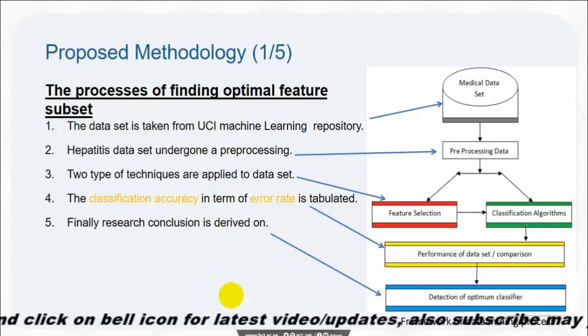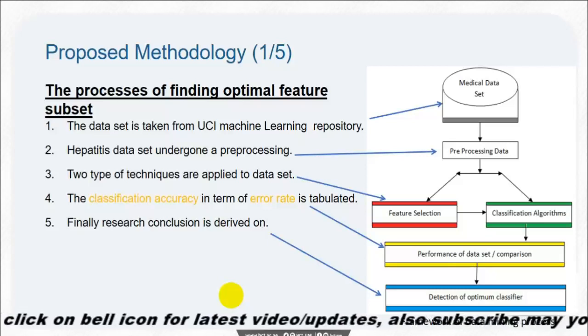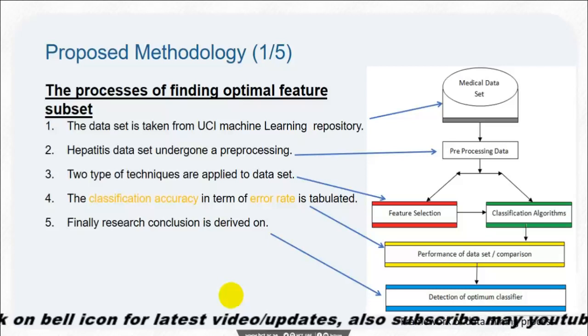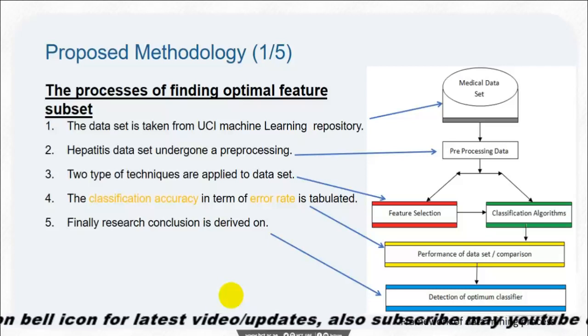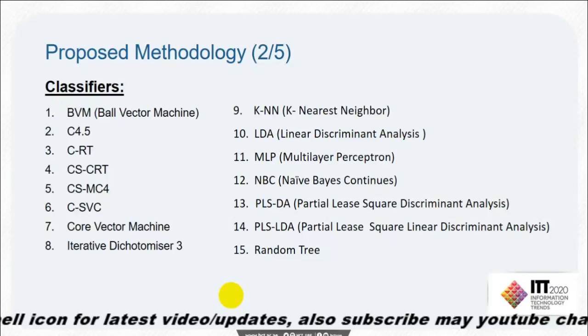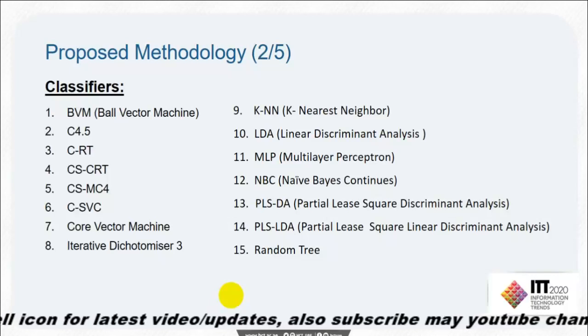In the feature selection filter method, the pre-processing data goes to the feature selection filter, and then further to the classification algorithm. If the data goes directly to the classification algorithm, the classification output must go to comparison to detect the optimum classifier. I have used different classification algorithms.